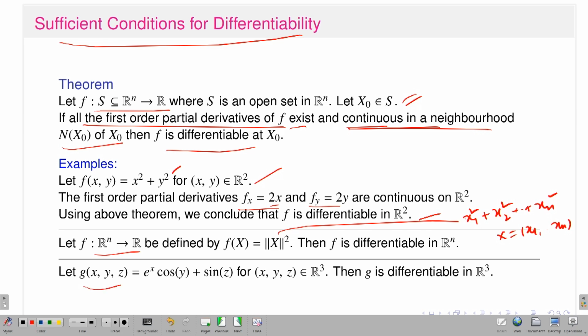Again, look at the function g. This is a very nice function, a combination of exponential and cosine and sine functions. You can also check the partial derivatives: if I calculate del g del x and del g del y, again they will be a combination of exponential functions and trigonometric functions.